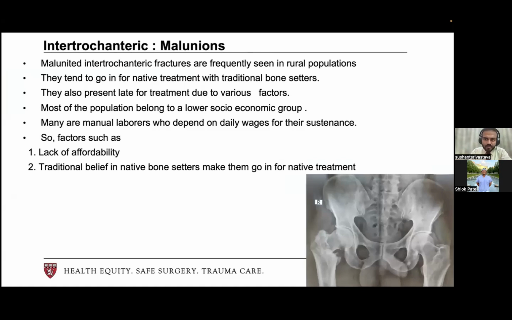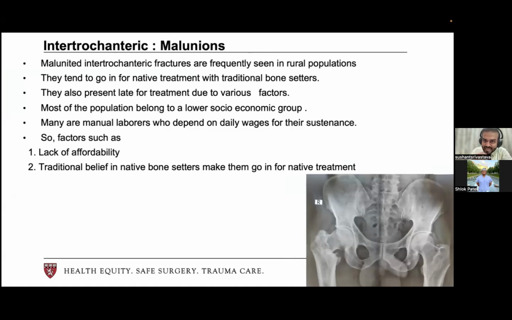Now, let me tell you a little bit of a perspective as to where I'm coming from. Kishanganj is a tier 4 city in the state of Bihar in India. So we have the maximum number of patients coming from rural areas to us. Intertrochanteric fractures with malunions comprise approximately 60% of my daily OR time in a month.